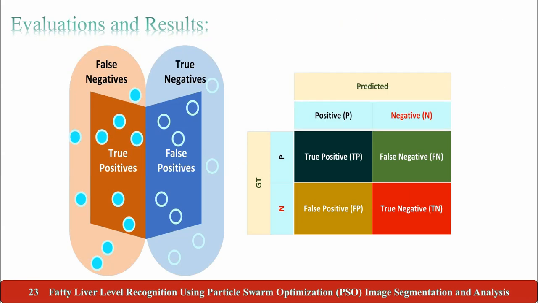Here we can see in this figure samples for two classes: true positive, false positive, true negative, and false negative on a table, and we can see how they are going to be calculated, as we need it for the evaluation section.